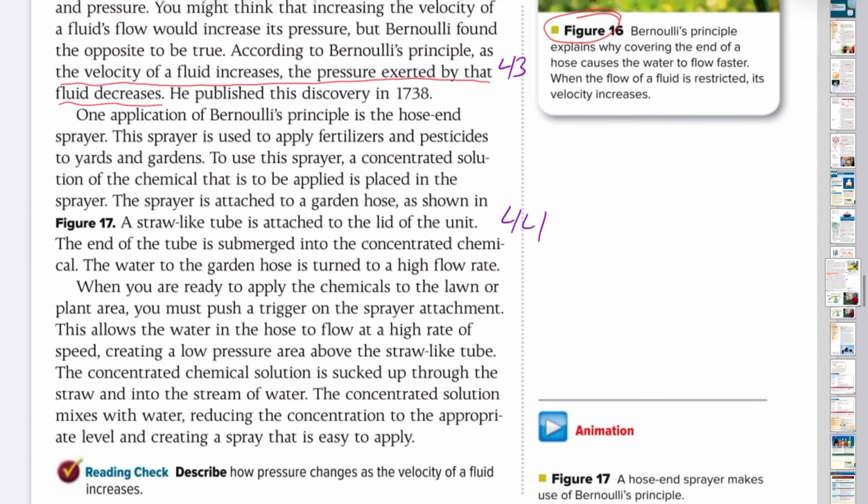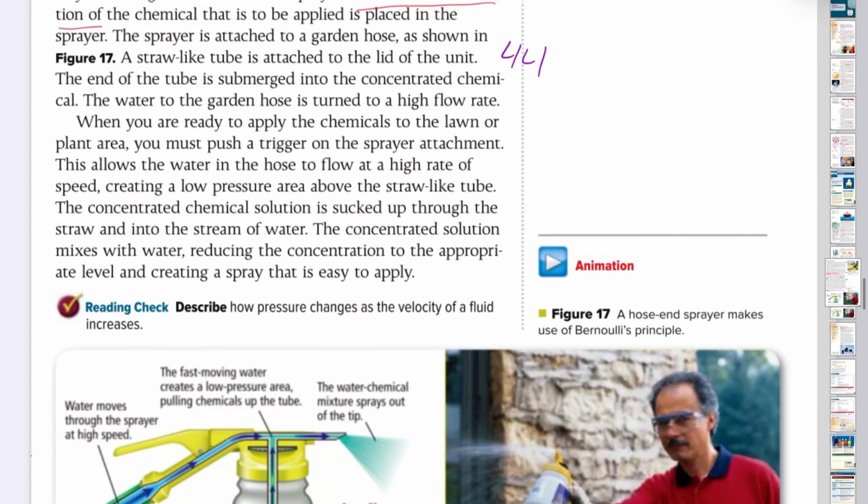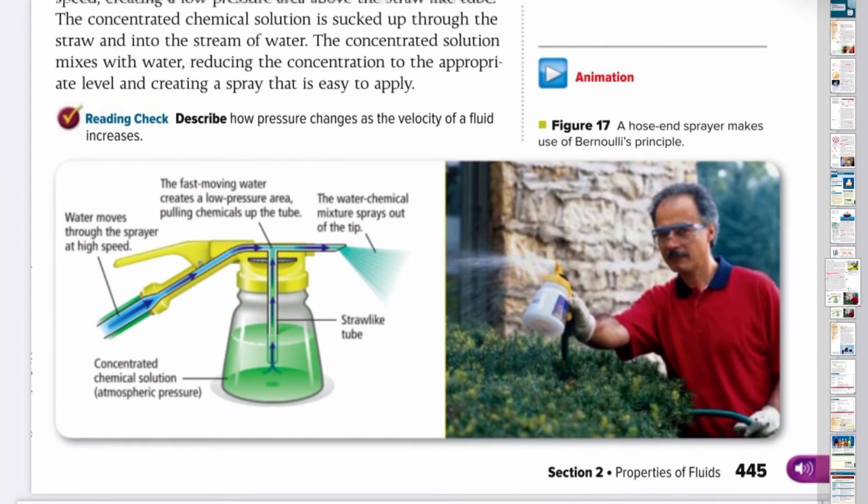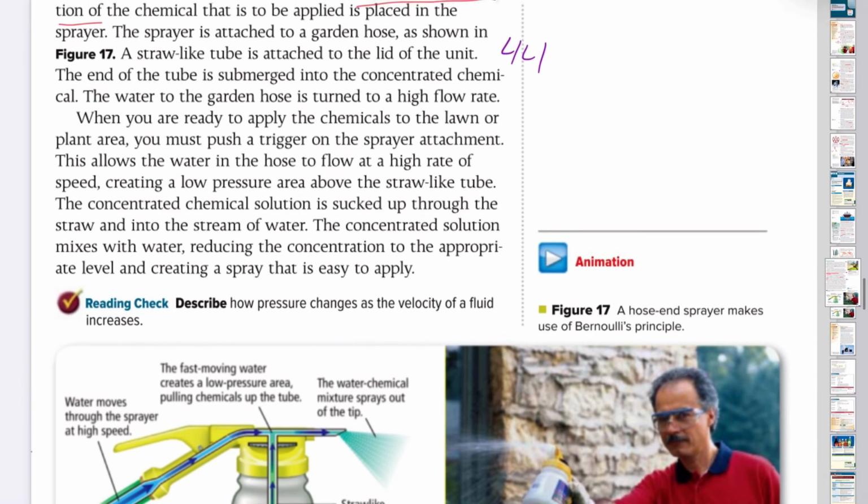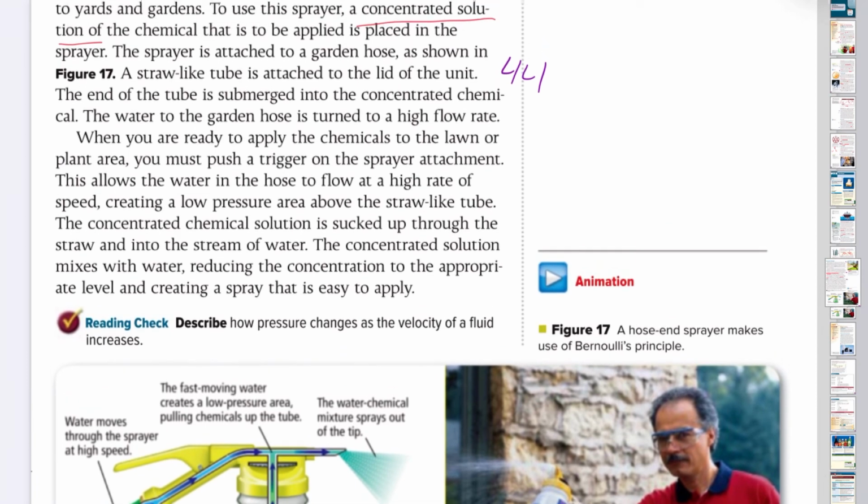One application of Bernoulli's principle is the hose end sprayer. The sprayer is used to apply fertilizers and pesticides to yards and gardens. To use this sprayer, you have a concentrated solution of the chemical that is being applied, and that is placed in the sprayer. The sprayer is attached to a garden hose, as shown in Figure 17, which is down here. And a straw-like tube is attached to the lid of the unit. The end of the tube is submerged into the concentrated chemical, and the water to the garden hose is turned to a high flow rate.